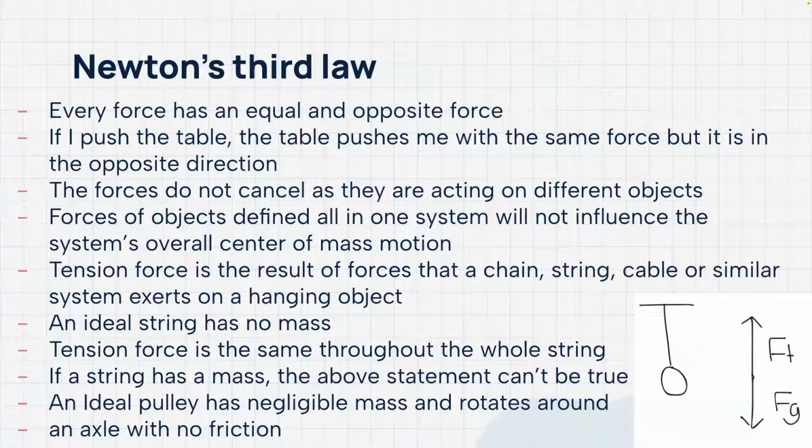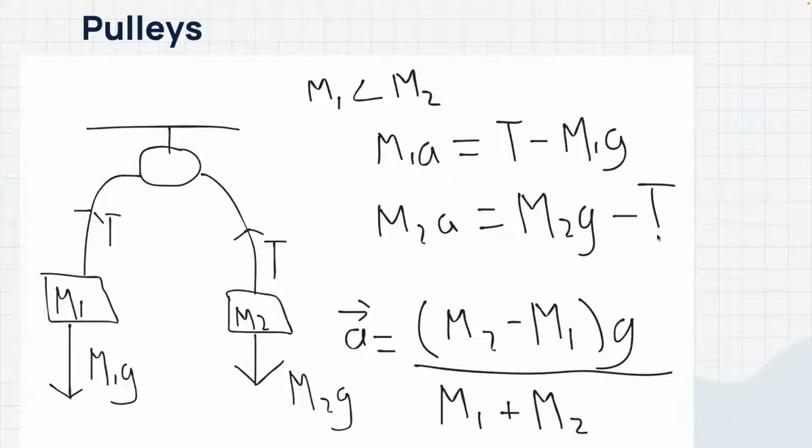An ideal pulley has a negligible mass and rotates around the axle with no friction. We'll go over pulleys in a bit, but just know that that's the condition for an ideal pulley. And on the right is a free body diagram of an object hanging by a string. There's a Ft downward and Ft upward because of the string, and since it's not moving, it's in equilibrium, so the forces are balanced.